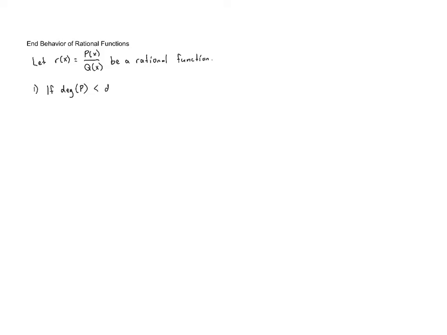if the degree of p, the degree of the numerator, is less than the degree of q, the denominator, then r has a horizontal asymptote at y equals 0. So if the degree of the numerator is less than the degree of the denominator, then the function will have a horizontal asymptote at y equals 0, which is the x-axis.